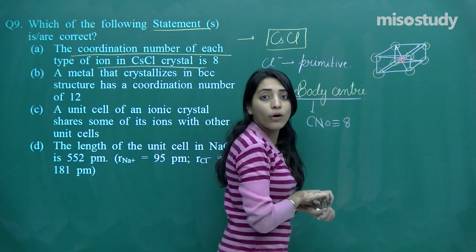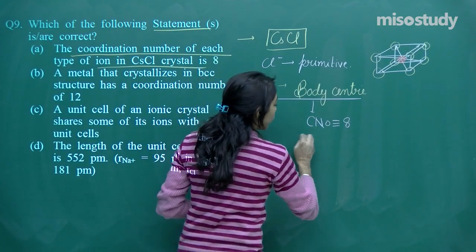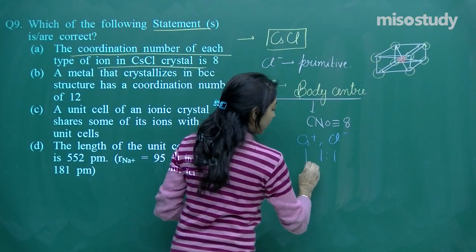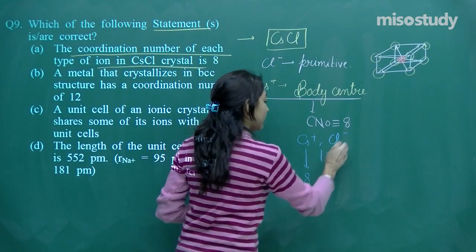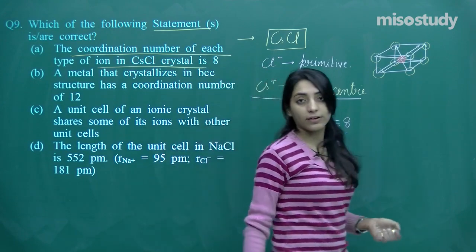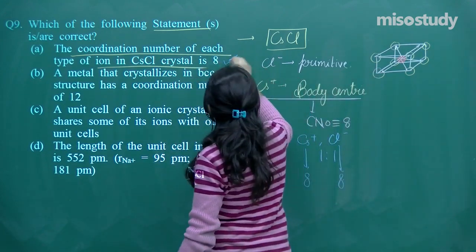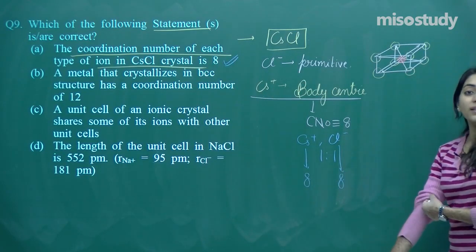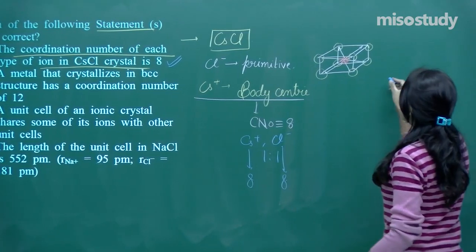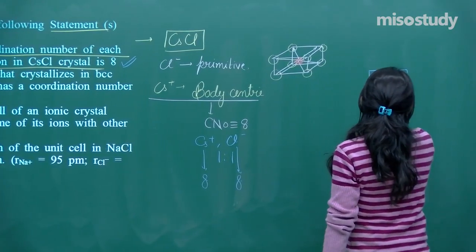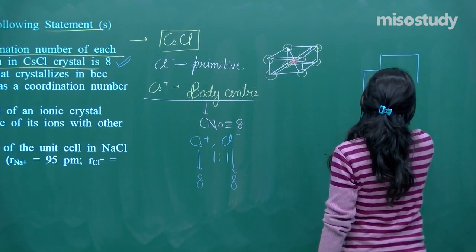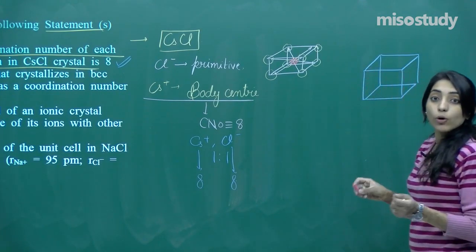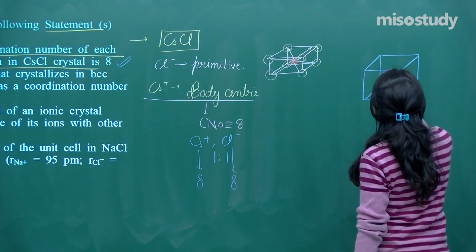Right? Now how to remember this? See, we know that cesium and Cl are in the ratio 1:1. So if the coordination number of cesium is 8, then the coordination number of chlorine will also be 8. So the option is correct, that is for sure. But how to figure out whether the coordination number of Cl minus is 8 or not? See carefully. Consider any particular unit cell again, where one chlorine atom is present in the center of the body.